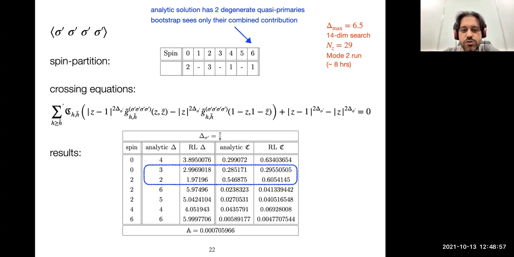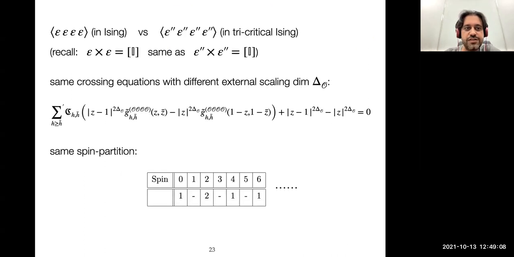Again, this was a mode to run where the windows were not very large, but it was exploring quite a bit on the OPE squared coefficients. Also, if you compare the energy density 4-point function in Ising and the energy density epsilon double prime in the critical Ising, the OPEs are the same.